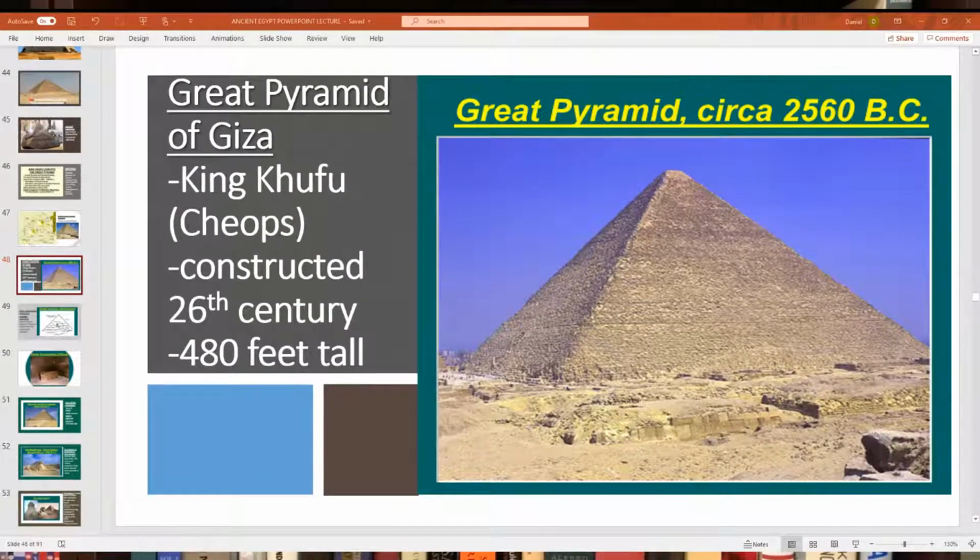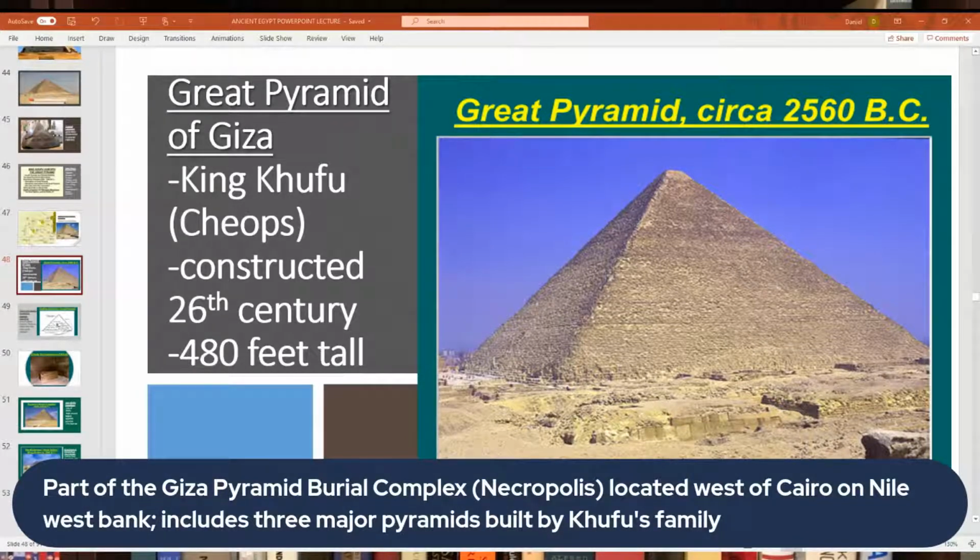I think it was built sometime in the 26th century BC. I think even the pyramids in Mesoamerica were not quite as tall as this pyramid. And the whole burial complex is built west of Cairo, on the West Bank, like all these other necropolis sites that were built there. But it's not just his. It includes his pyramid, and then his son has a pyramid, and his grandson has a pyramid.